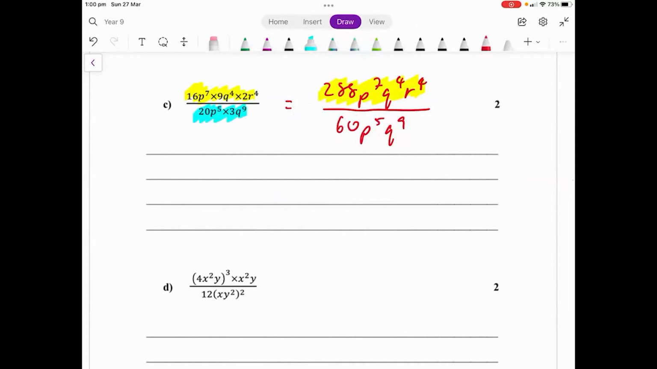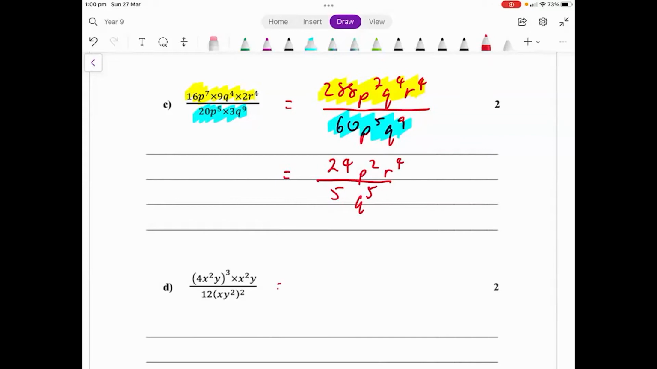So I do 7 minus 5 for the powers. That gets me p squared. I leave r alone because there's no other r's, so it becomes r to the power of 4. Then I look at the q's. There's q to the power of 9 on the denominator, q to the power of 4 on the numerator. That means that there's extra q's on the denominator. So I do my 9 minus 4, and I get q to the power of 5 on the denominator.